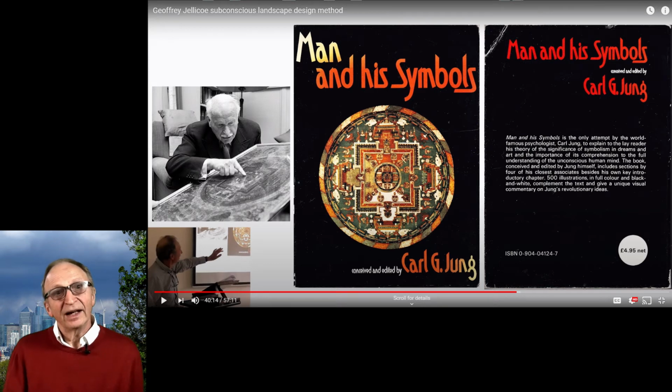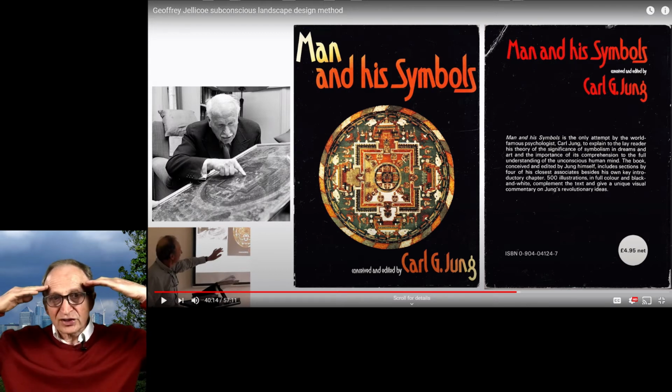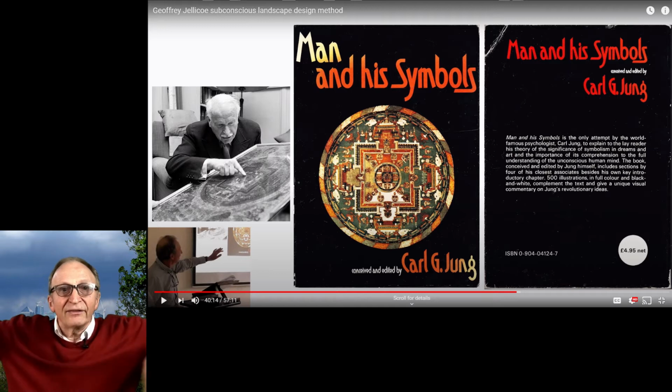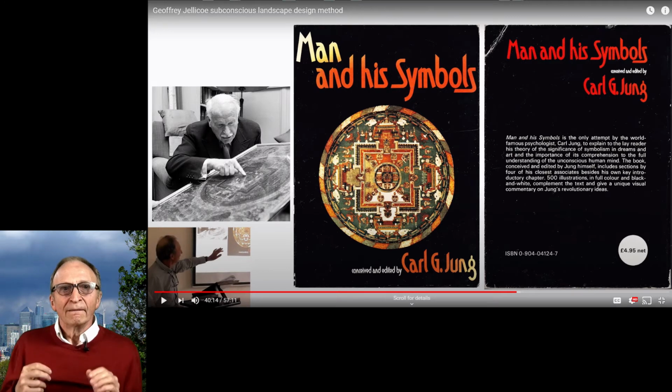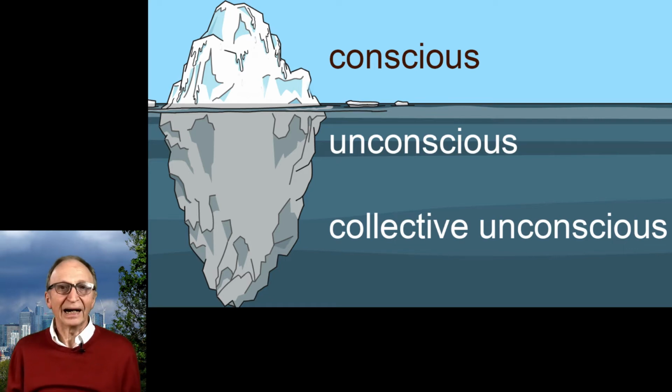He saw the psyche as an operational whole with 3 important levels: the conscious, the personal unconscious, and the collective unconscious. Consciousness is the only part of the mind that we know. The personal unconscious, which was of great interest to Sigmund Freud, comprises all those experiences that are not recognized by the conscious part of the mind. Discovery of the collective unconscious was Jung's most important contribution to psychology and a significant influence on Geoffrey Jellicoe.